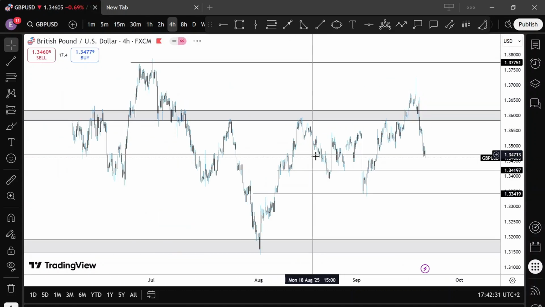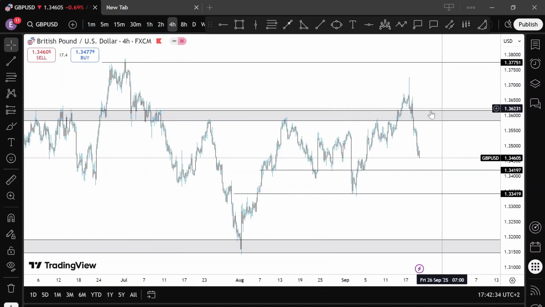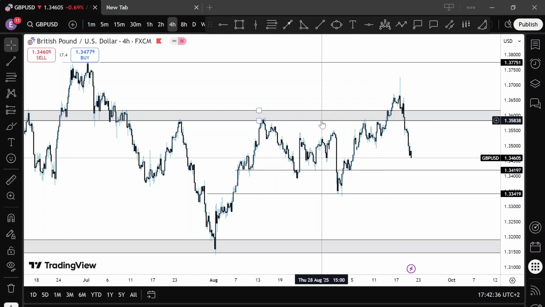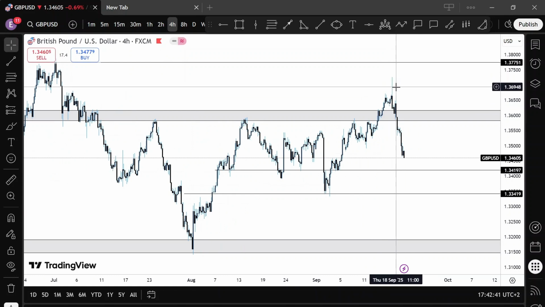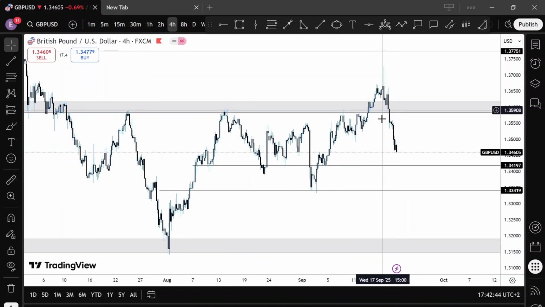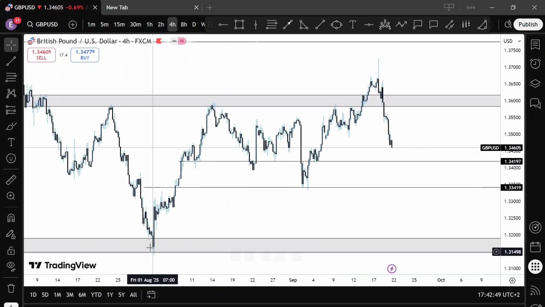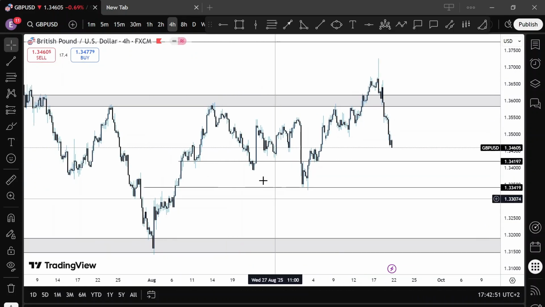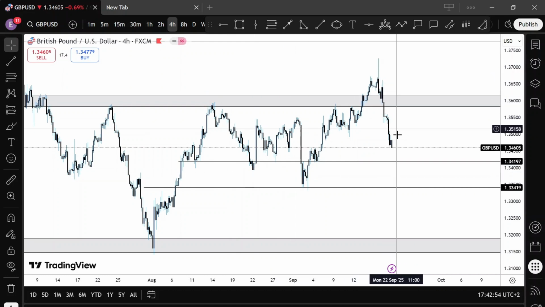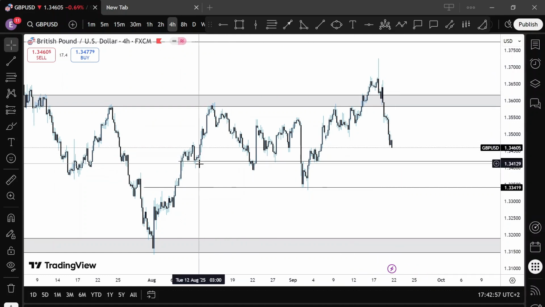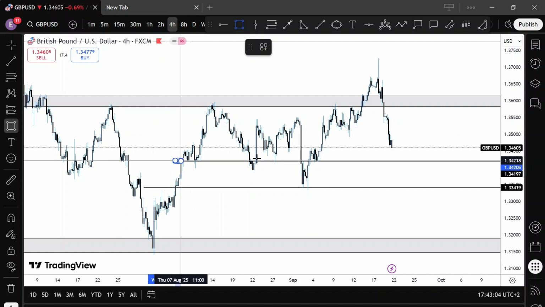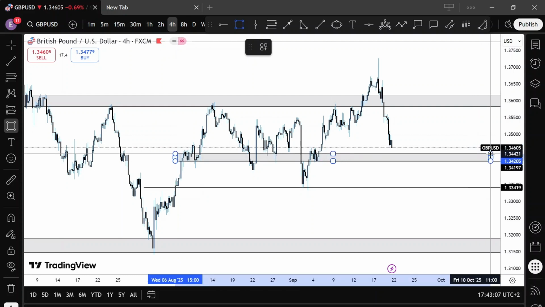Quickly starting off with pound USD, last week I anticipated a continuation to the upside after a break of price above the 1.3585 region, and basically we did not close above that region. We came into this region, but I feel like this is a long retest, because from here we can see a higher high, higher low, higher high, and this is possibly a higher low, probably coming into the 1.3420 region here. So I'm going to draw a line here and extend it this way.